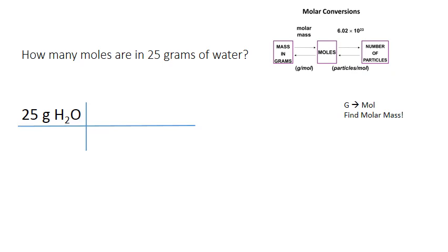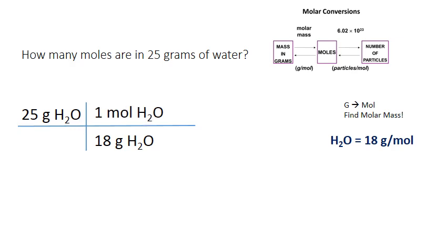So we look at our periodic table. We know that hydrogen is 1 and oxygen is 16, but we have 2 hydrogens and 1 oxygen. So H2O weighs 18 grams per mole. Now that we have the molar mass, we can use that to convert to moles. We started with grams, so we're going to put grams on the bottom to make sure it cancels out. 1 mole of water is 18 grams. So our grams cancel out, we're left in moles, and that's all we need to do.